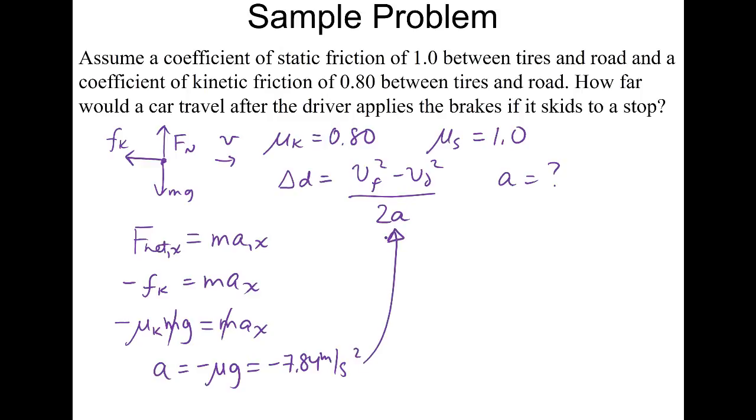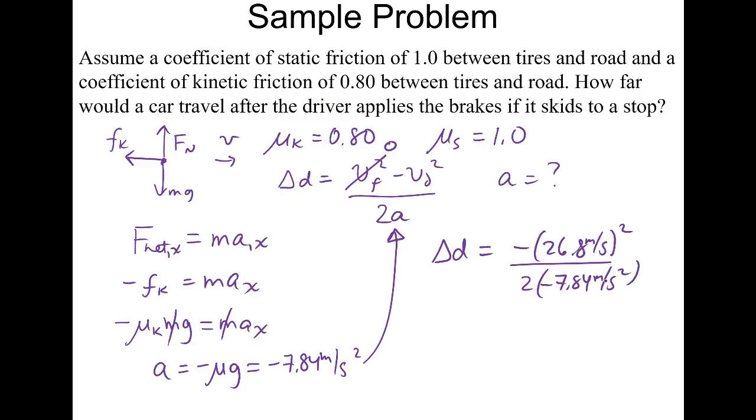We plop that into here. We note that v final is 0. V initial in the previous problem was 26.8 meters per second. We square that. We divide by 2 times negative 7.84 meters per second squared. And we're going to get that this distance to stop is about 45.8 meters.